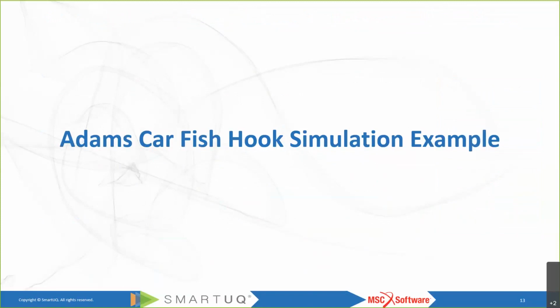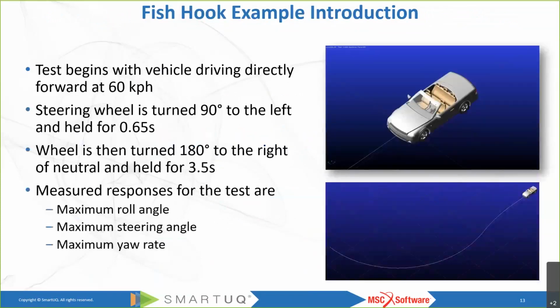So next we'll move into an example that is going to tie everything we've discussed to this point together. The example is a fishhook simulation in Adams Car. The test begins with the vehicle driving directly forward at 60 kilometers per hour. The steering wheel then gets turned 90 degrees to the left and held for 0.65 seconds. The wheel then is turned 180 degrees to the right of neutral and gets held for 3.5 seconds. And the responses that get measured, or the outputs of this simulation, are the maximum roll angle, the maximum steering angle, and the maximum yaw rate throughout that maneuver.